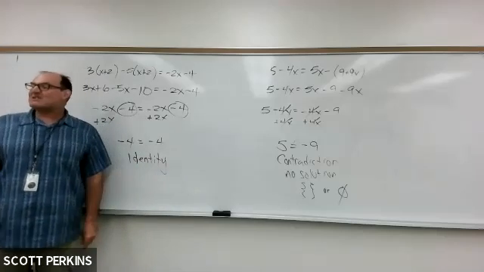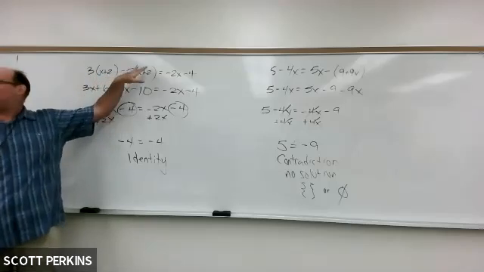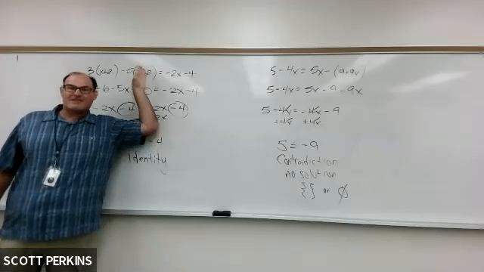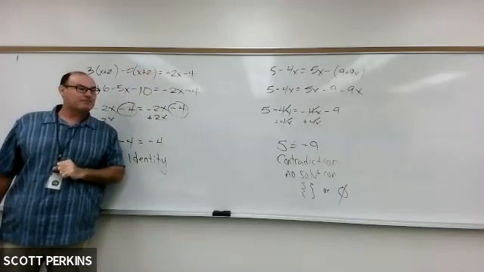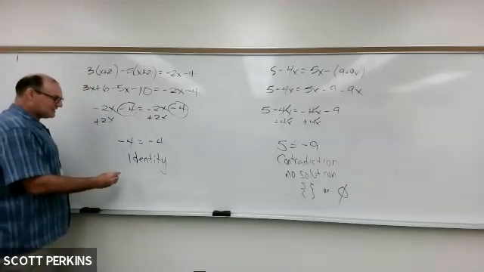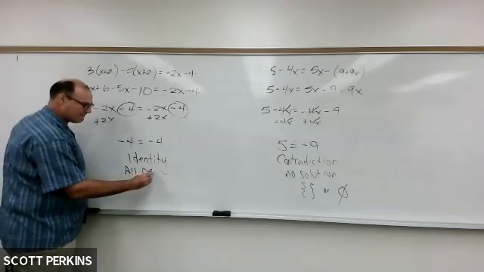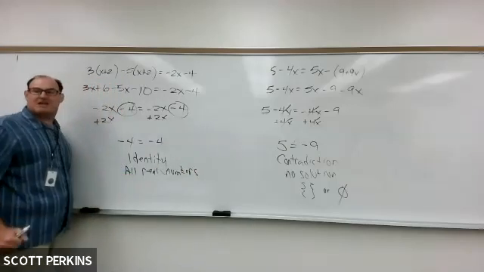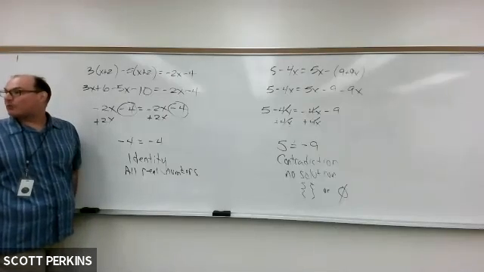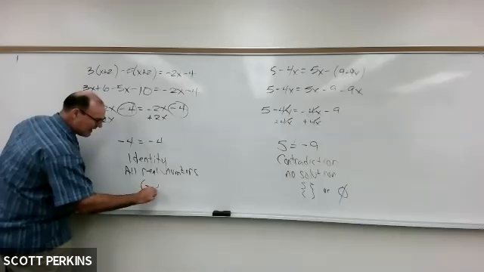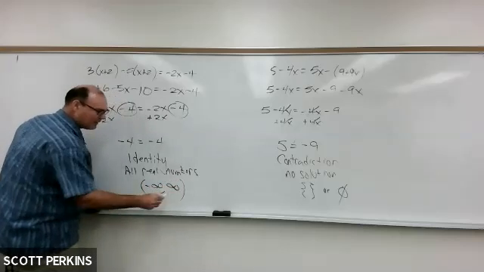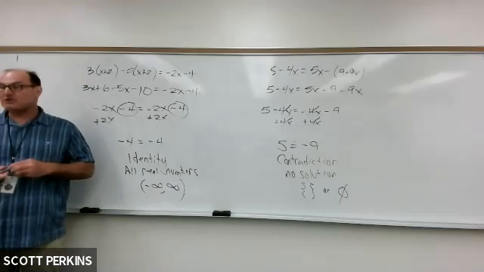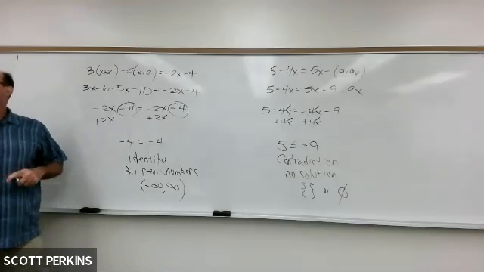What the identity is communicating to you is that no matter what x value you plugged in at the beginning, it's always going to be true. You have the identical thing on both sides. And so the solution to this is all real numbers. And when we talked about interval notation, we talked about how to write all real numbers. It is negative infinity to positive infinity. Those are the two special situations.